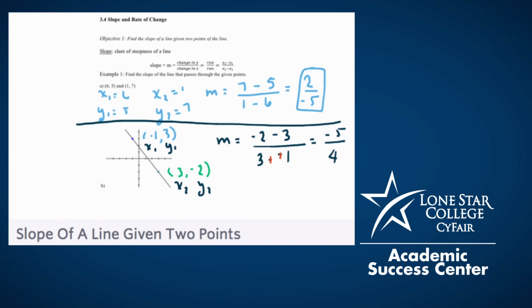And like we stated before, if the slope is negative, the graph of the line will be decreasing, and we see that in our graph of our line.